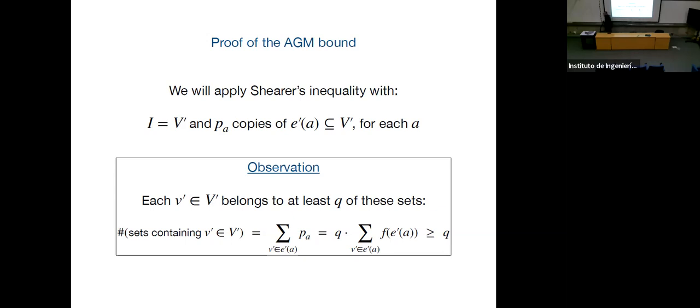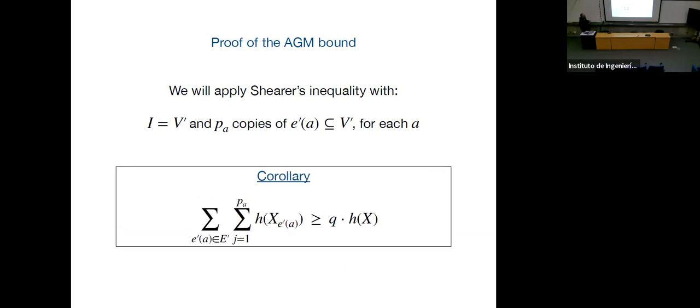So each node from H appears in at least Q of these sets once we amplify. Yeah? And as a corollary, what do we get?